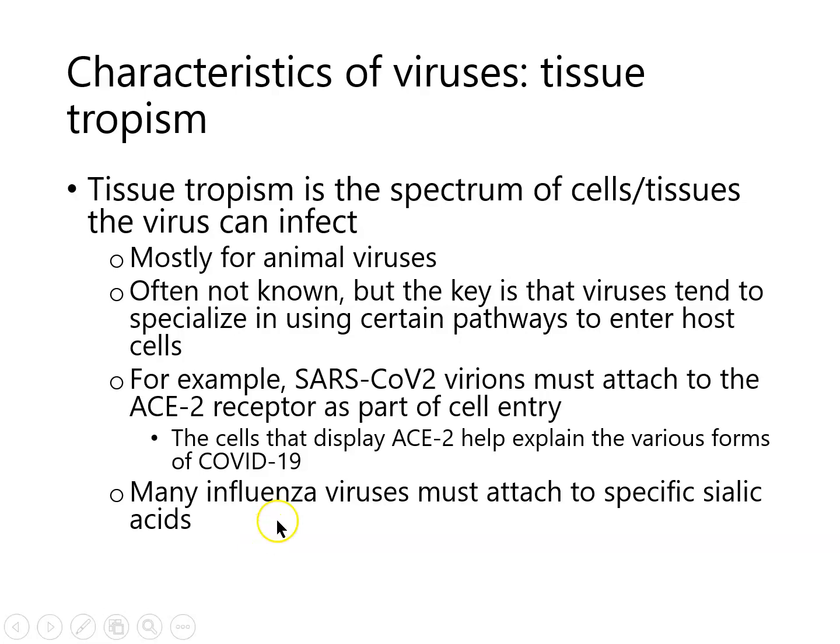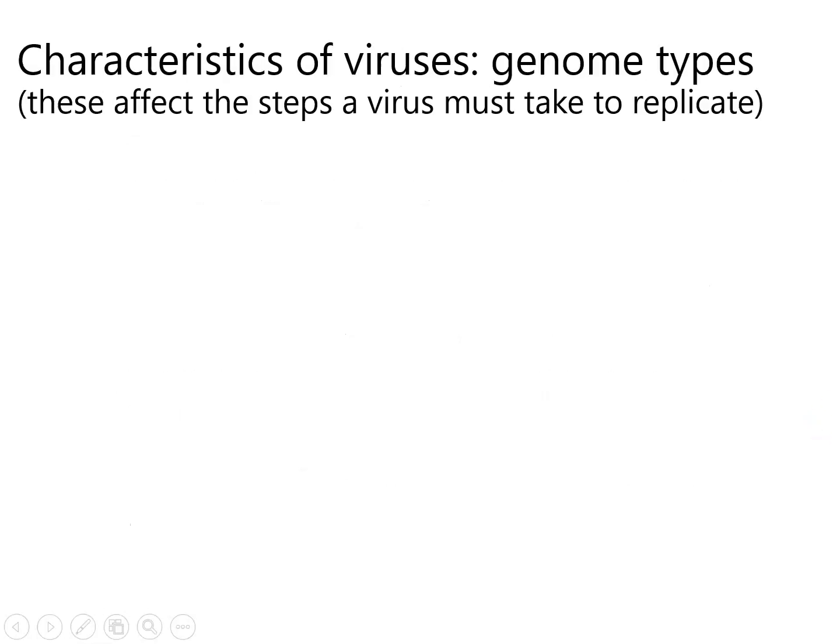Today we're going to look at influenza viruses in some detail, and what they attach to is certain sialic acids, and there's not much more to say about that. So we've looked at host range, tissue tropism, and now we're going to look at genome types. And this is kind of a big one that we're going to come back to.